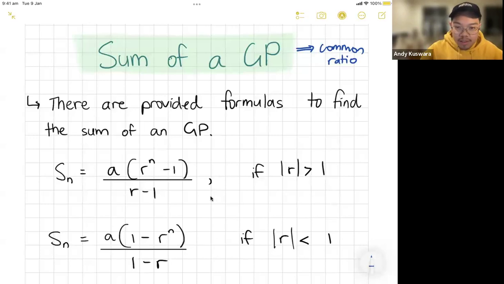So in general here, the way I like to think about it is if your common ratio is greater than one, you're going to increase. So it makes sense for me to go ratio take away one.